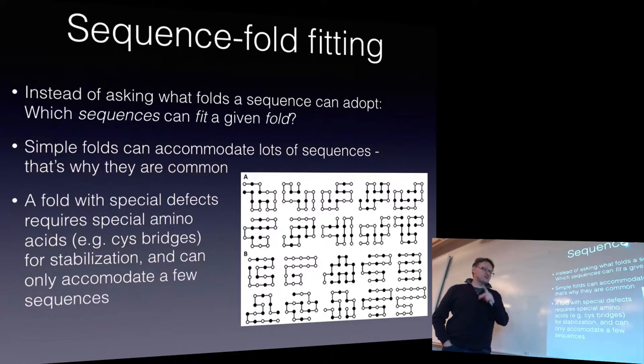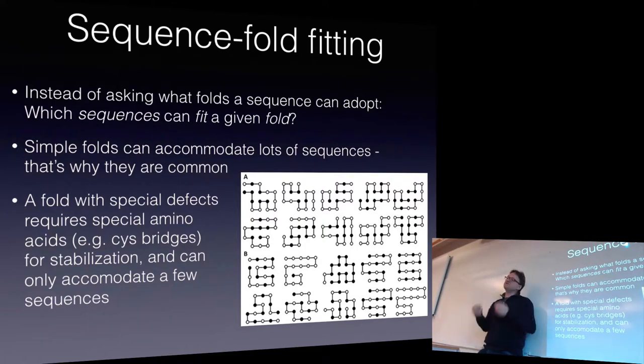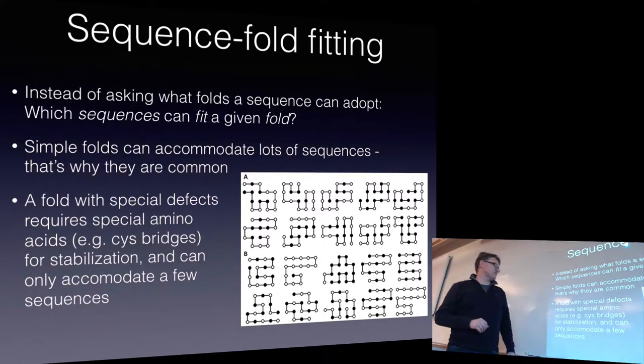And as we're going to talk about after the break, if there is now some sort of defect, if one of the exceptions I had on the last slide, if you have a fold that somehow needs to create a very tight loop, there are going to be very few amino acids that can fit in that loop, only glycine, basically. And now you've just reduced the number of sequences you can put in that loop astronomically, right? Because it's only if you have a glycine in those positions that you can even form that fold and have it be stable. So the more defects you have, you're going to need some very special amino acids, maybe even some disulfides, to stabilize it. And that means that that fold can only accommodate very few sequences. And it's going to be much less likely to find that by evolution or spontaneous folding.